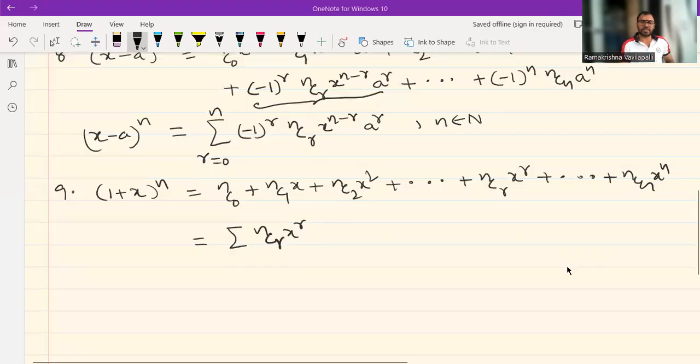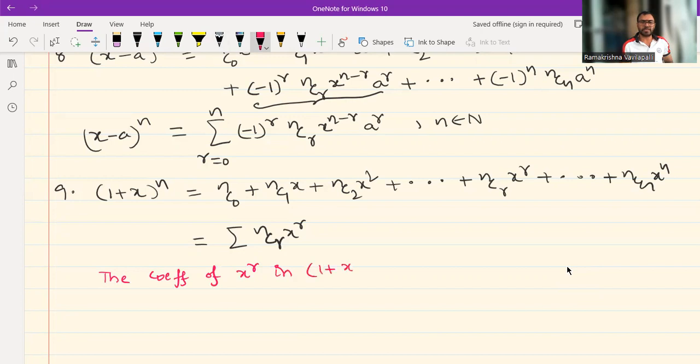So here the coefficient of x power r in the expansion (1 plus x) whole power n is very, very important. It is simply nCr.